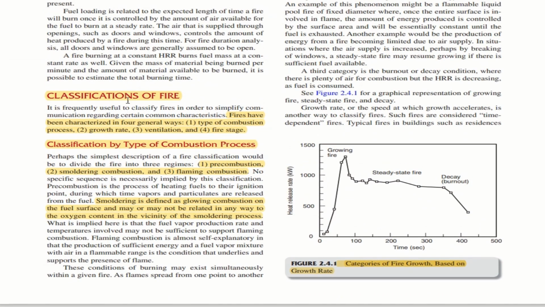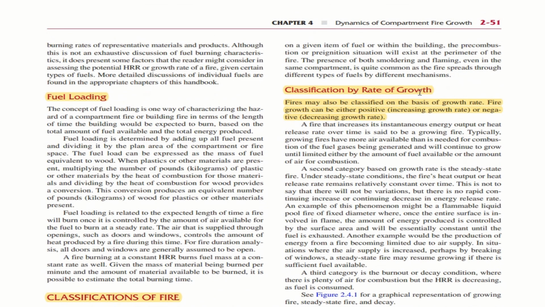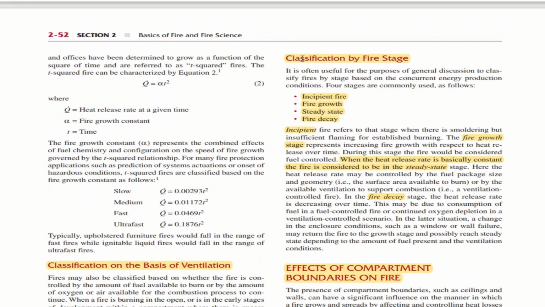So you have classifications of fire. In that you have subtopics like classification by type of combustion process, classification by rate of growth, and now classification by fire stage. Also we have seen classification on the basis of ventilation. So this is also an important topic, like classification by fire stage.